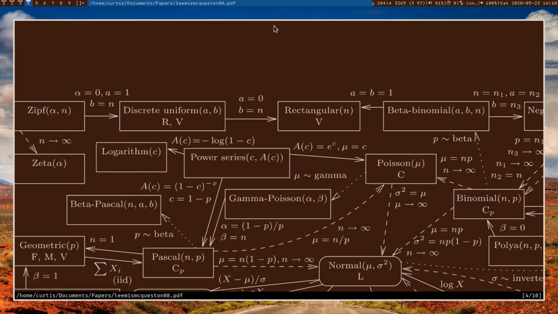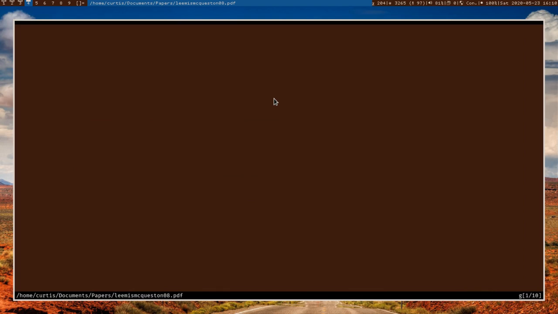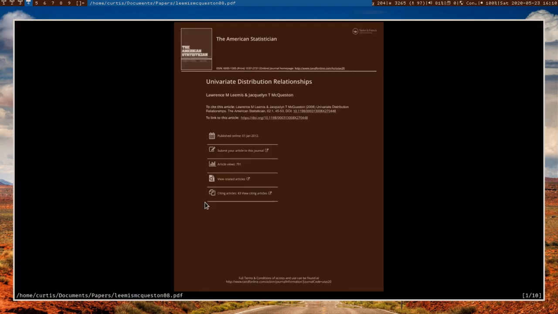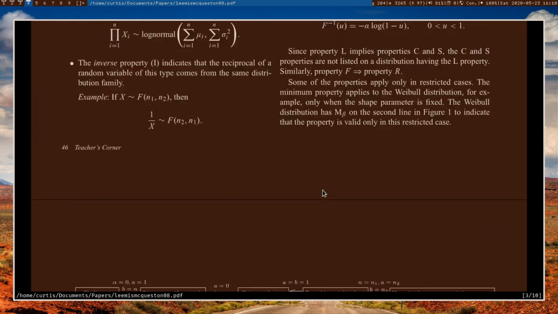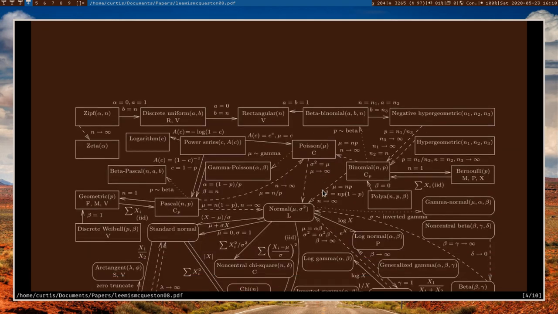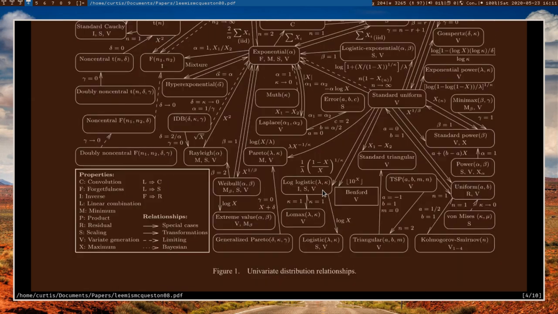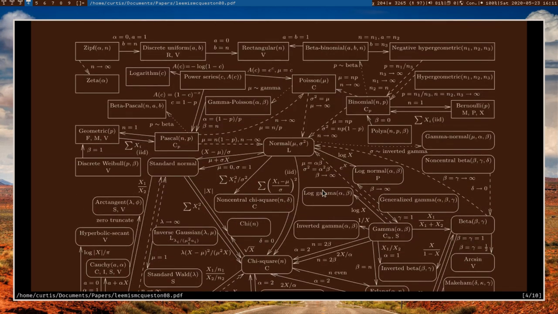There's this paper that appeared in the American Statistician. The paper is Univariate Distribution Relationships by Lawrence Lemus and Jacqueline McQuesten. They had this interesting plot with a bunch of distributions in it, lots of distributions. What they're doing is describing all the relationships amongst random variables.